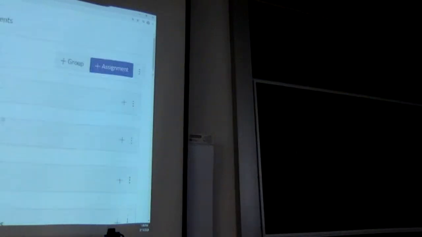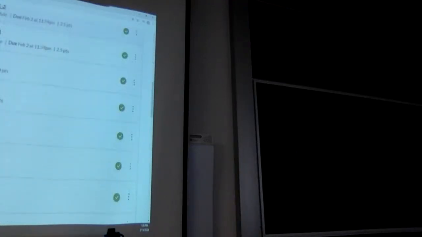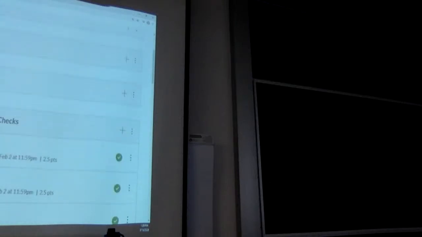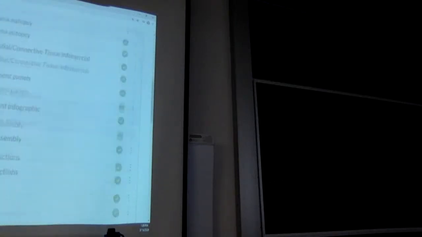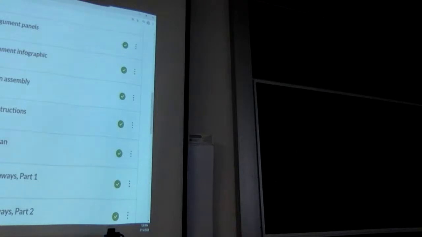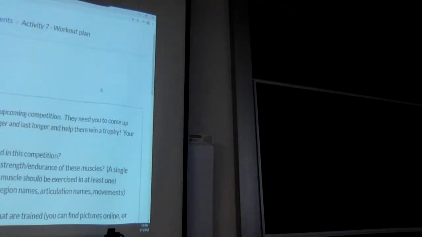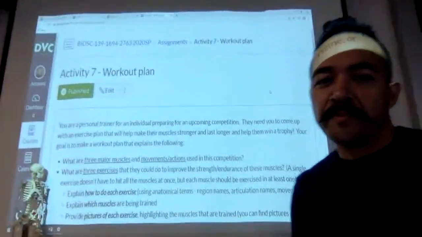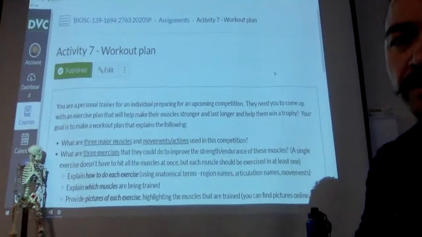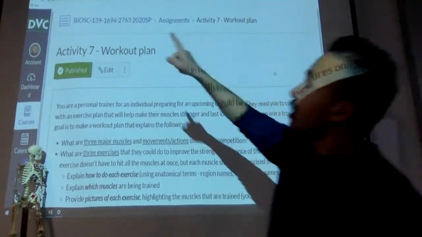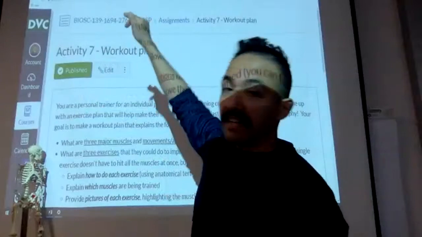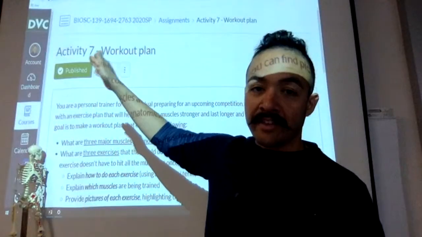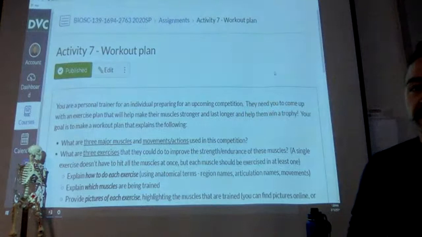To find activity 7, you're on the home page, go to assignments. Under assignments, go down under activities. We're doing activity 7, workout plan, and this should show up. Okay, so once again, I was at the home page, I clicked on assignments on the sidebar, and then under assignments, I found activity 7, workout plan.